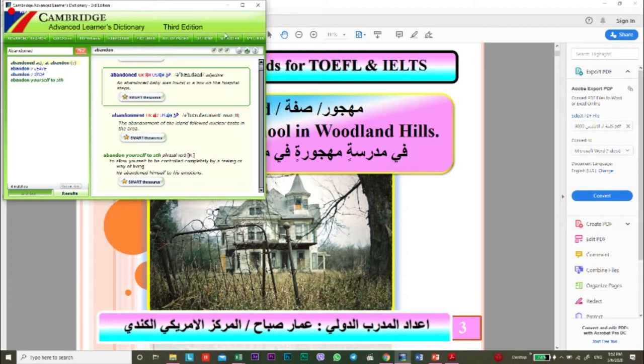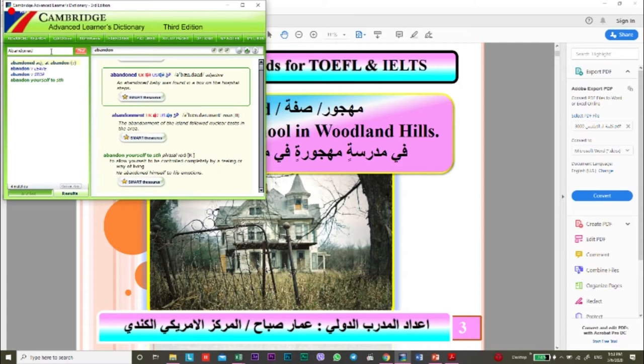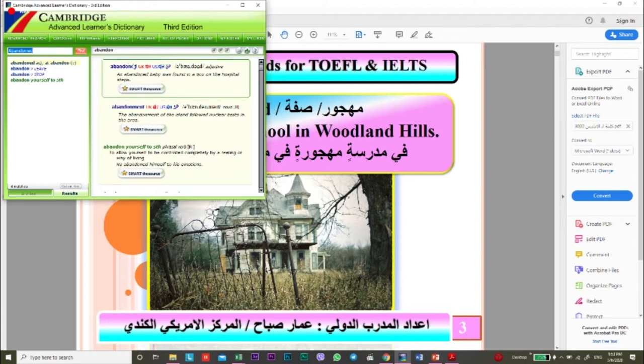Okay, good. Dictionary. Cambridge Dictionary. You will find it in the dictionary, Cambridge Dictionary Advanced. Yes, it is written adjective. ADJ means adjective. V means verb. N means noun. You write the word or copy it and find it. It says pronunciation. UK, abandoned, this is UK pronunciation. British pronunciation. US, abandoned.